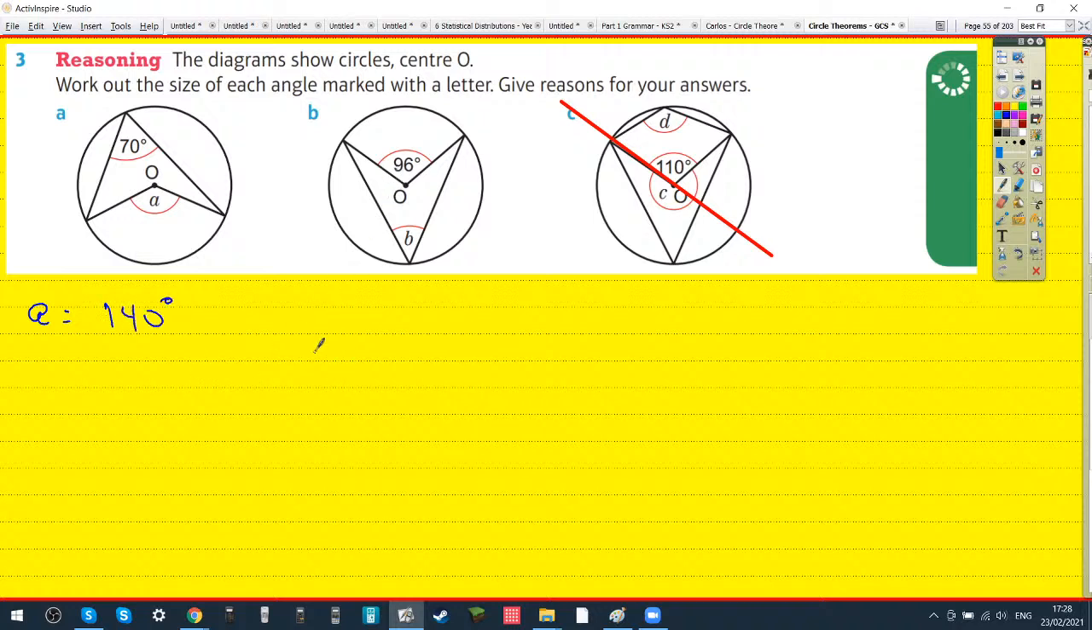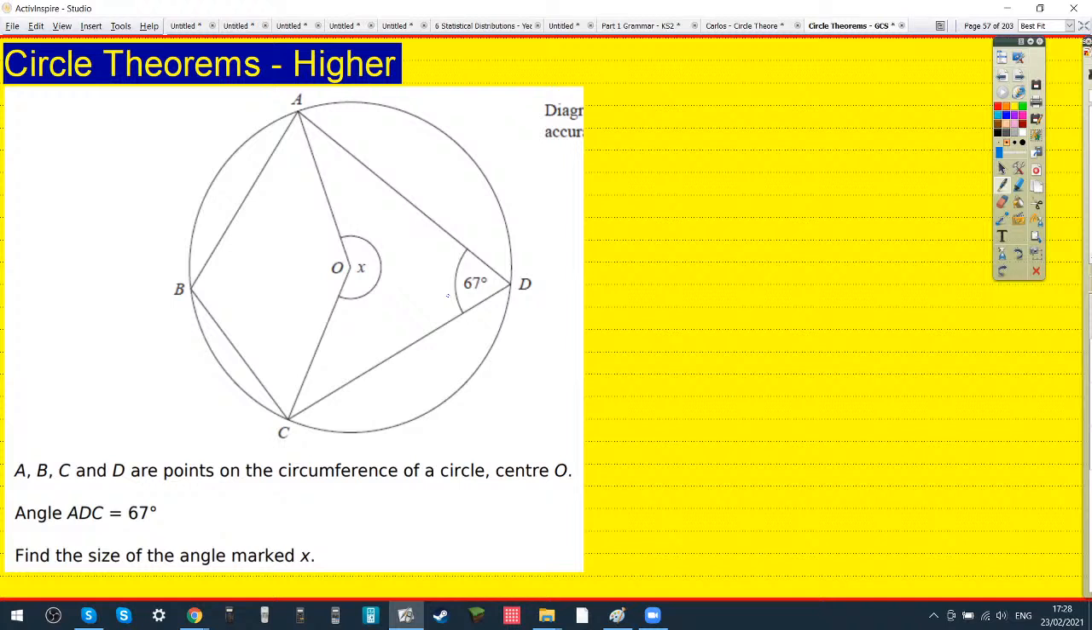How about this one? So it is 192. Well, the angle at the center is 96, and so this was the angle at the circumference. So that is 48. So that one is 48 degrees. Well done. Let me see this other one. That's all right. Okay, let's try this.